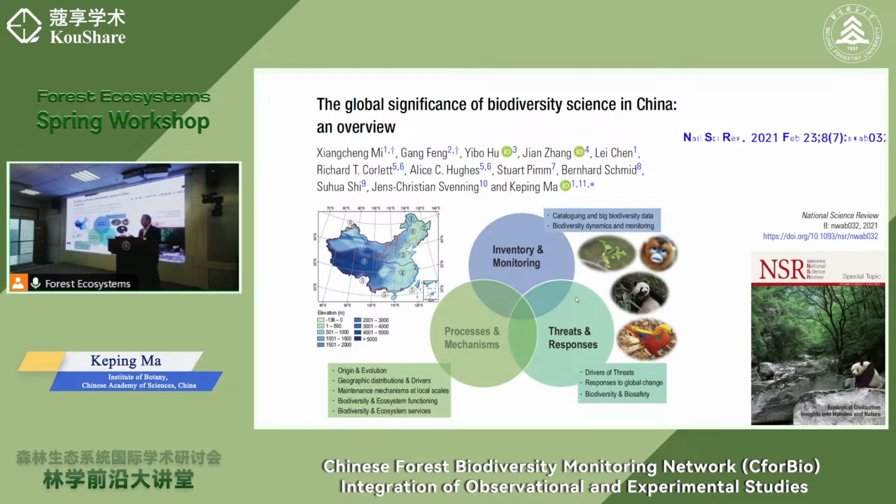If you are interested to learn more about biodiversity science in China, I just organized a team to prepare a review paper published in National Science Review. That is a good journal. If you value a journal by impact factors, the current impact factor is 16, so that's pretty high. That's a freely downloadable paper.